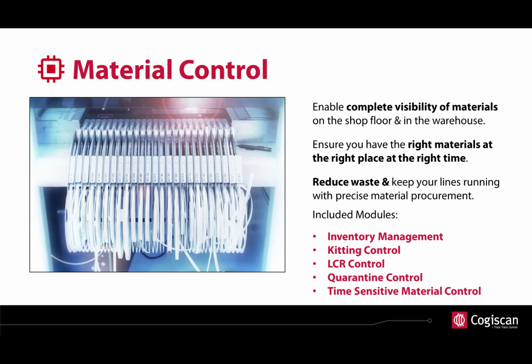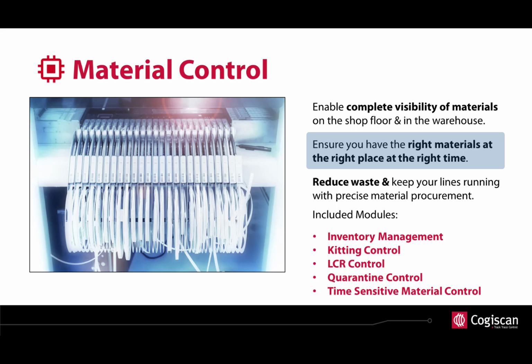So the first module we'll start with is material control. And before we get into the technical details of the module, let's talk a little bit about the purpose of the module. So there are a few different aims of this module. First, the goal is to enable complete visibility of materials on the shop floor and in the warehouse. The second related goal is to make sure that you have the right material in the right place at the right time to optimize your operations.